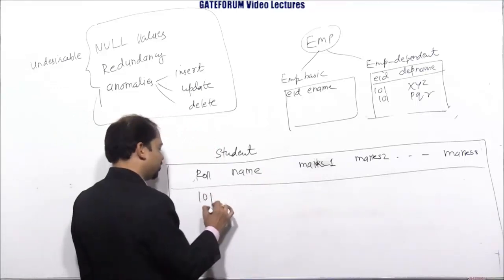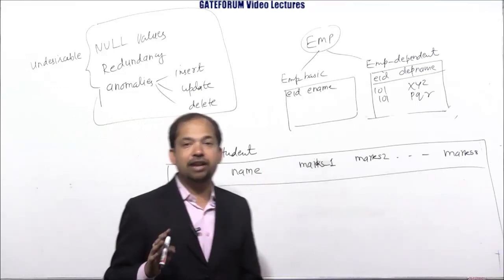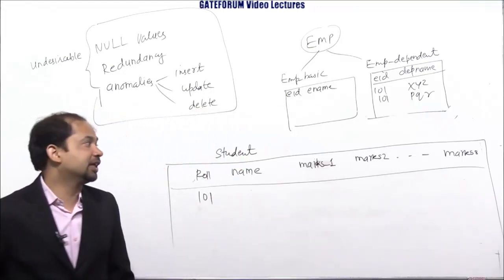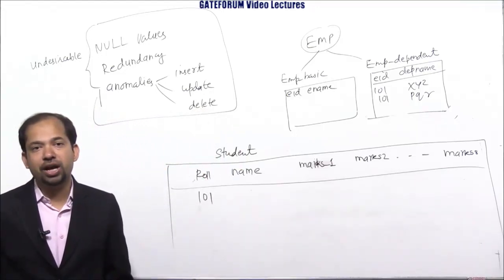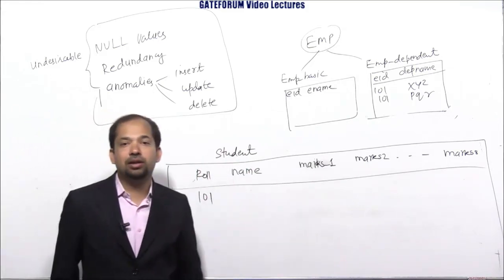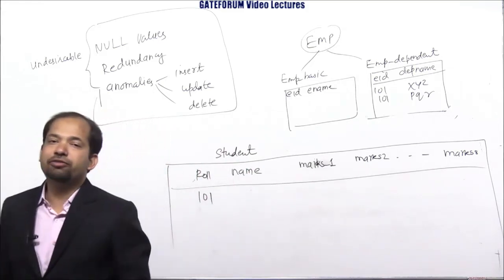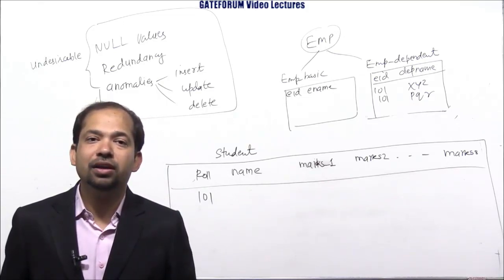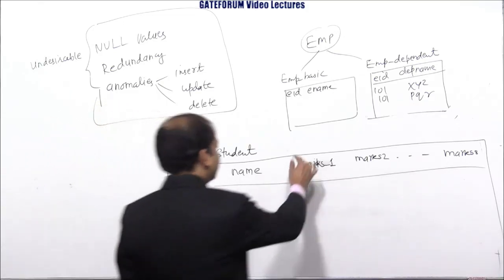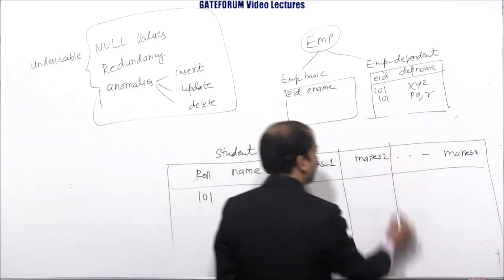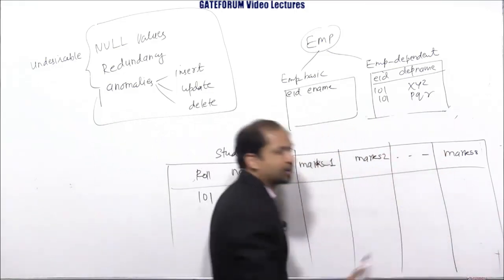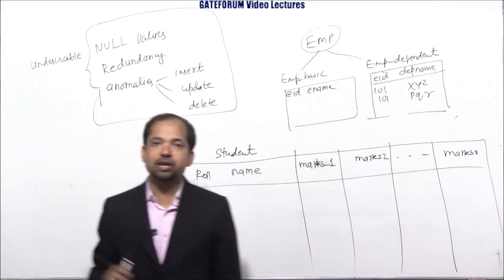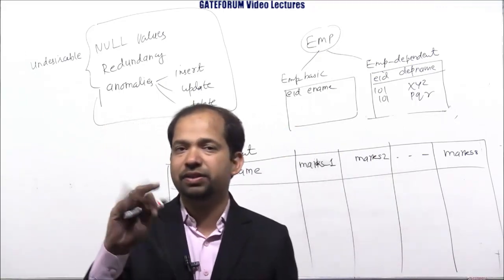Suppose one student is roll 101, and if the student is in second semester, so for him or her only marks 1 will be available, marks 2 to marks 8 will be null. So if you keep all information here, 8 columns for each marks, or for each year, suppose if it is a graduation, normal BA, BSc graduation, so marks in first year, marks in second year, marks in third year, so there will be 3 columns.